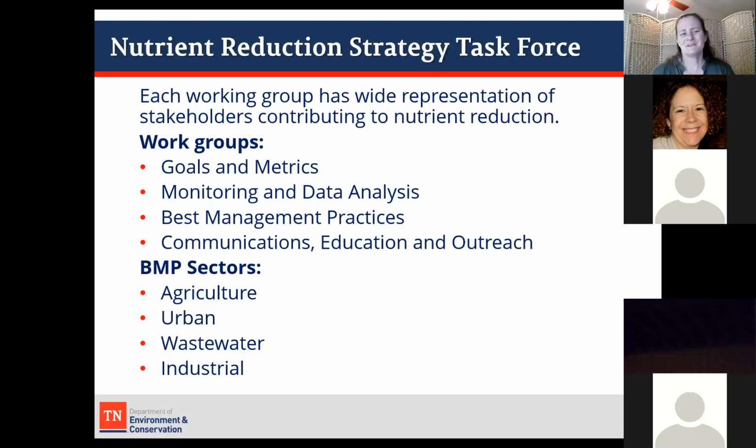So again, really with those subsectors, hoping to get some on the ground movement right now while some of the larger work groups really work on some of these big problems that are just going to take a while for us to dig through and determine how we show success in Tennessee.